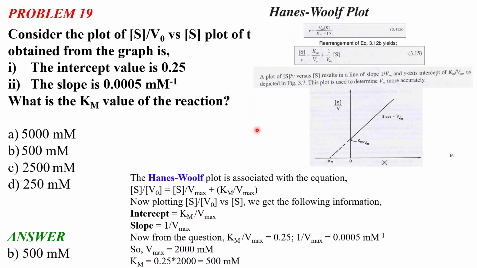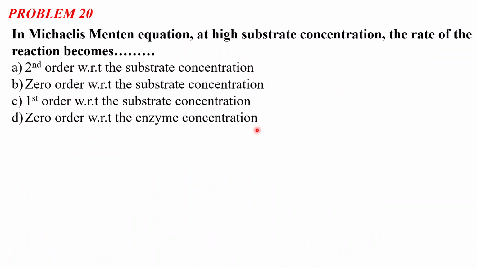Okay. Now last question of the session. It says in the Michaelis-Menten equation at high substrate concentration, the rate of the reaction becomes number A, second order with respect to the substrate concentration, number B, zero order with respect to the substrate concentration, number C, first order with respect to the substrate concentration, number D, zero order with respect to the enzyme concentration. This is a very easy question. I know all of you can answer it.